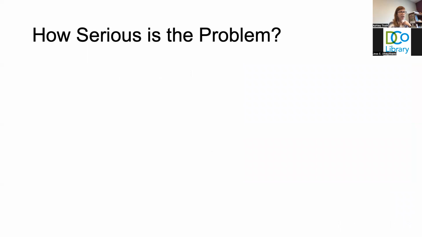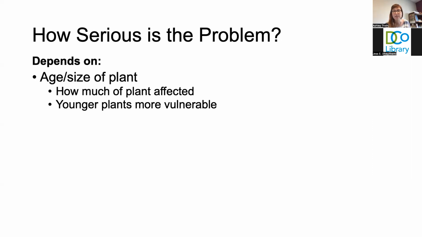So kind of a quick set of diagnostics. How serious is the problem? Do I need to do anything? So this depends on the age and size of the plant. So how much of the plant is affected, with younger plants being more vulnerable, right? If a tiny bit is affected, probably don't worry about it. But if a large bit on a young plant is affected, maybe that's a problem.